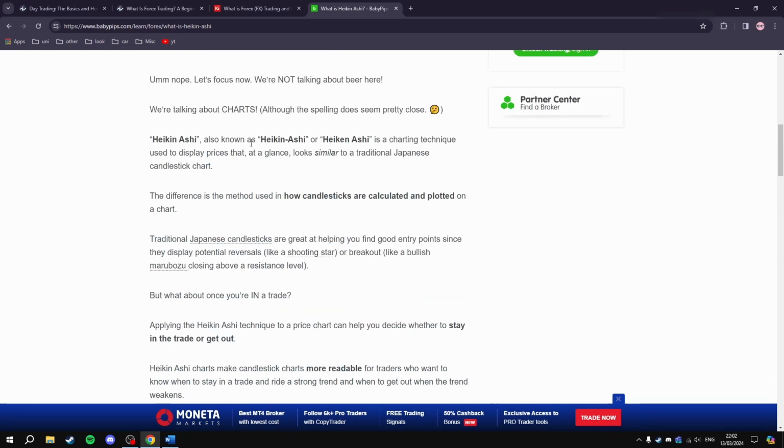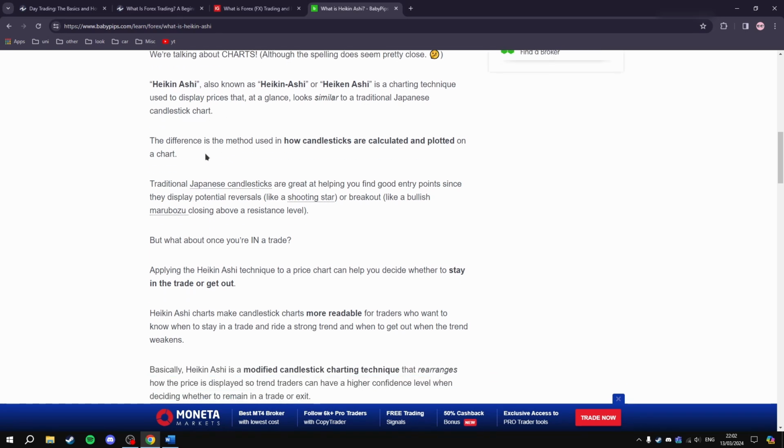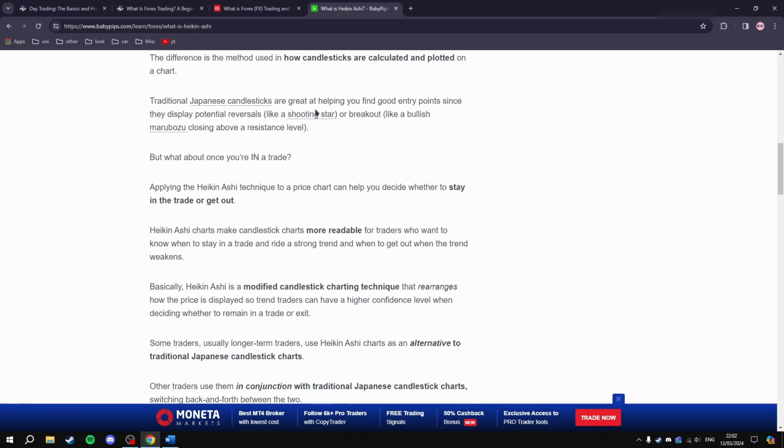Heikin Ashi is a charting technique used to display prices that, at a glance, look similar to a traditional Japanese candlestick chart. The difference is the method used in how candlesticks are calculated and plotted on a chart. Traditional Japanese candlesticks are great at helping you find good entry points since they display potential reversals like a shooting star or breakout like a bullish Marubozu, closing above a resistance level.